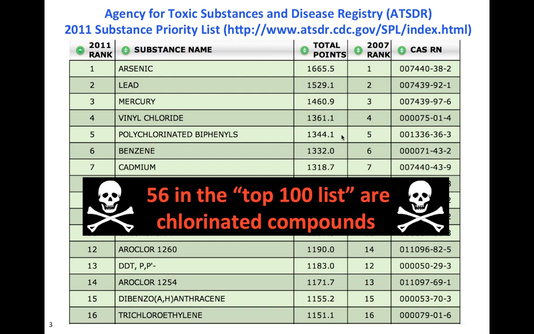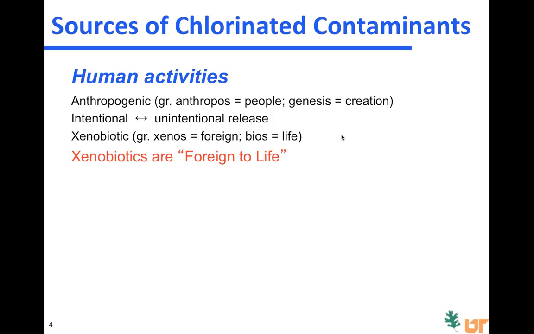So the point is that chlorinated chemicals are major environmental pollutants. And so that's why we are so interested in knowing and learning more about the microbiology contributing to their degradation. The next slide talks about sources of chlorinated contaminants. And clearly, human activities are a major source of these chlorinated chemicals that cause problems and concerns in the environment.